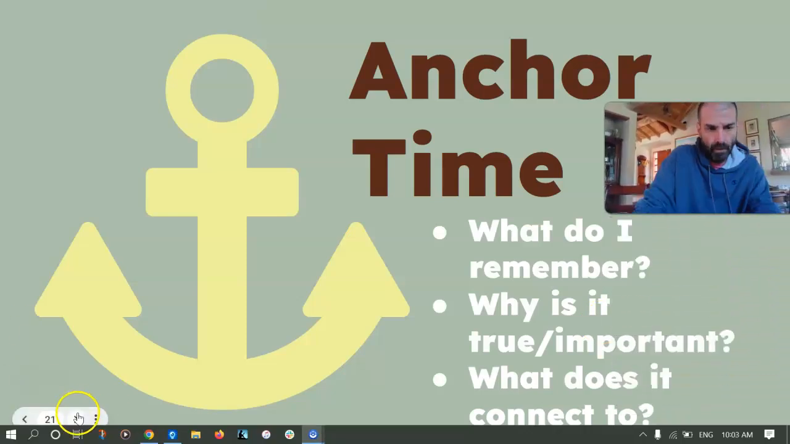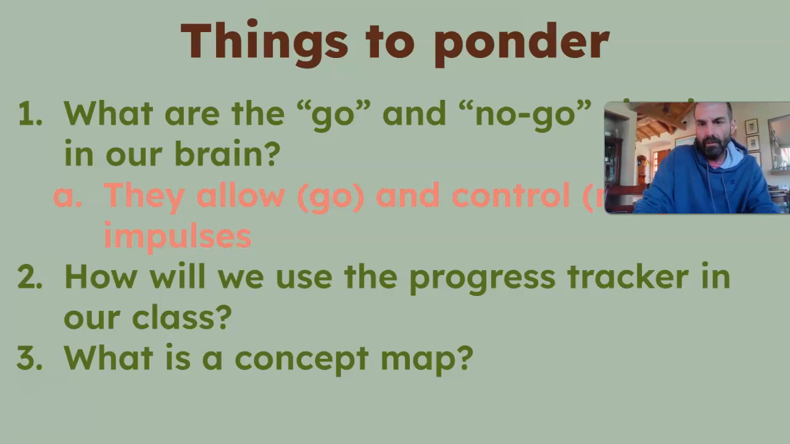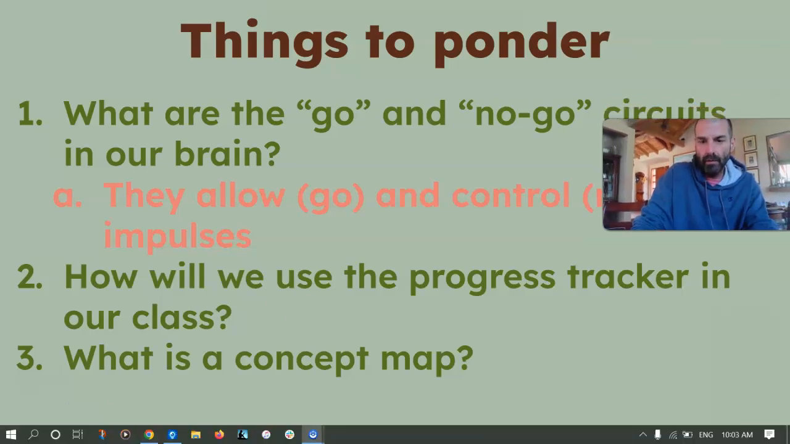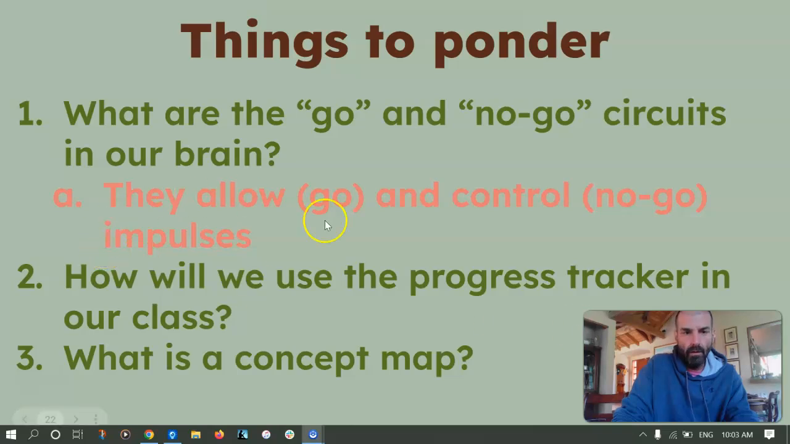I'm going to move on here. All right, so now you should have this answer to your first pondering there. They allow go and control. And this is another thing. I look at some people's ponderings, and sometimes they're like, I learned about the go and no-go circuits. Okay, but that's not really going to help you later. It's your chance to explain. So this would be an explanation.